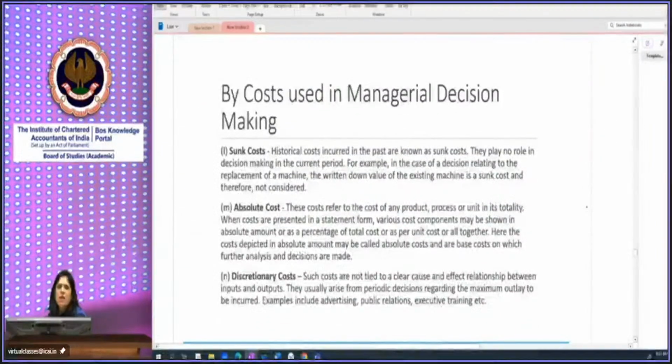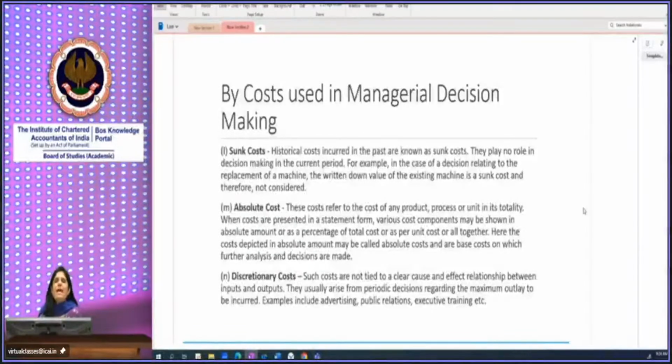Sunk cost is cost which already you have incurred. The best example of sunk cost, research and development cost. Let us say you spent 1 lakh on research and development, and that research and development was a failure. Can you do anything of that 1 lakh? It's gone. It's a sunk cost. You cannot take that cost into any decision now. That cost has been incurred and you have suffered a loss. Your research and development was a failure.